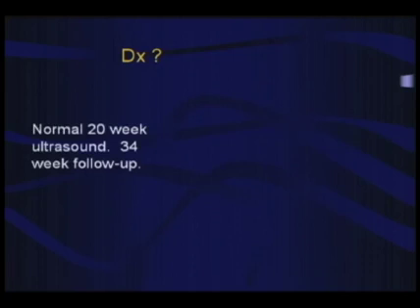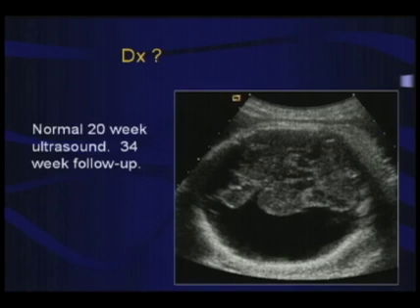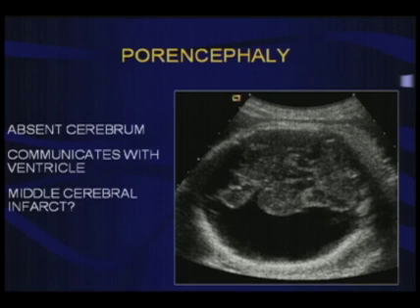Here's a case I'm going to show you again, a normal 20-week ultrasound. This is the 34-week follow-up. Remember, normal at 20 weeks. At 34 weeks, what you see is a case of porencephaly. You see a large CSF collection that does communicate with the ventricle, and it is thought to be due to some sort of cerebral artery or middle cerebral artery infarction. You can see the posterior fossa is normal, the opposite side of the brain is normal. This is a destructive phenomenon of the brain.